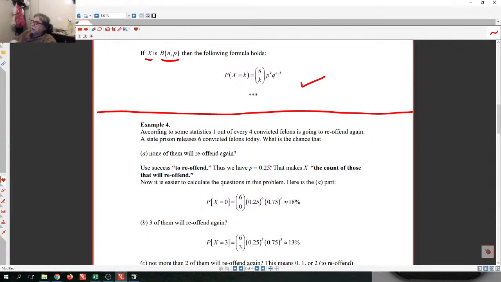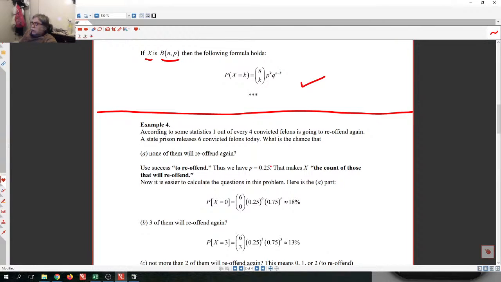Now, you don't really need to know binomial random variable. You can actually answer that by simply using properties of probability. The first will not reoffend, the second will not reoffend, the third will not reoffend, the fourth, the fifth, and the sixth will not reoffend. And now you have the separate probabilities. The people are independent, so you can just simply multiply. But you can use binomial random variable.